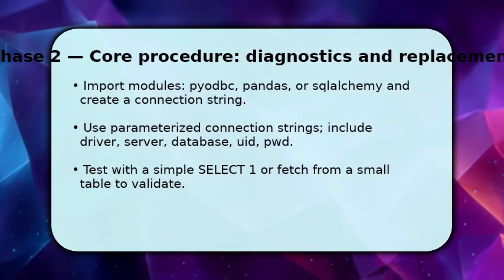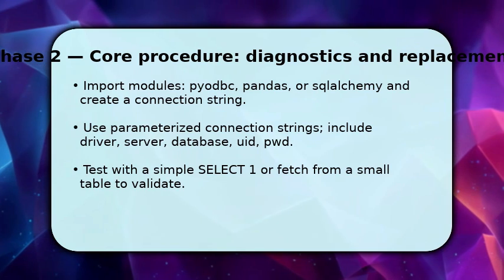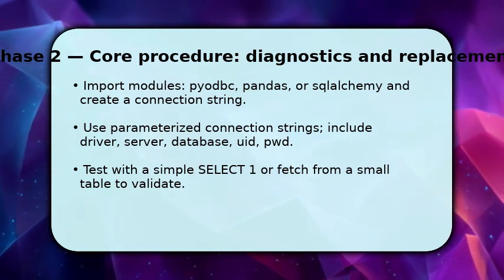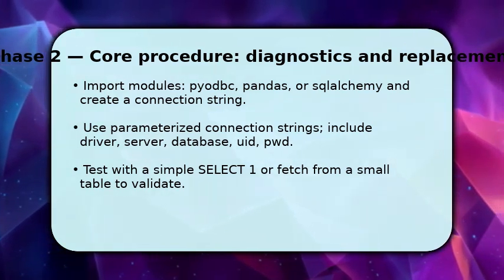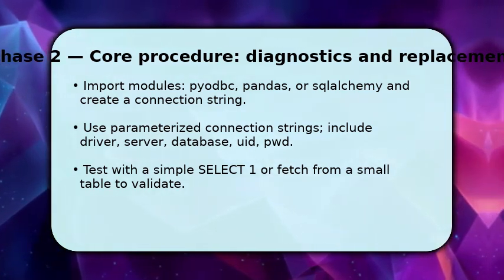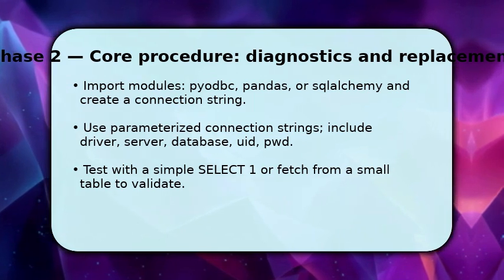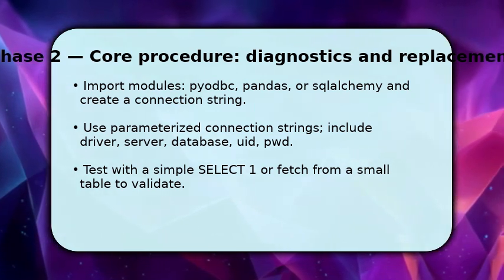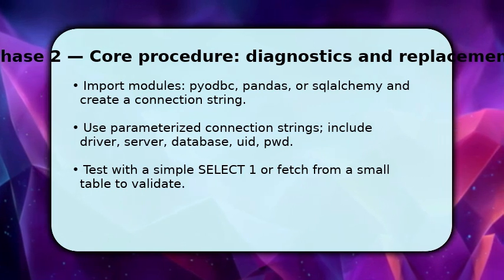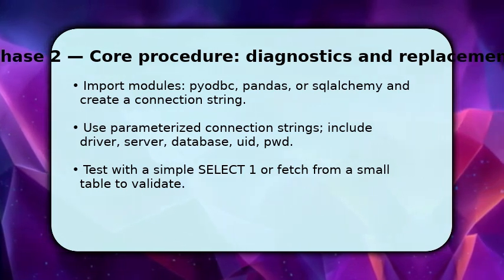You will now construct and test the actual connection. Build a connection string using the correct ODBC driver name, server equals host, port, database, UID, and PWD, or use SQLAlchemy URL format. Use pyodbc.connect, or create an engine with create_engine.